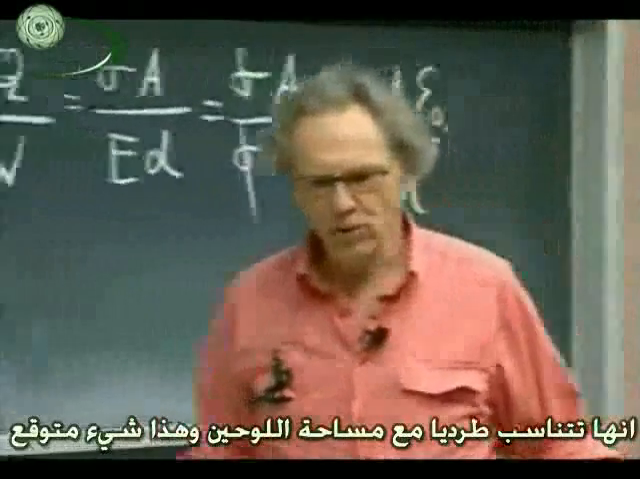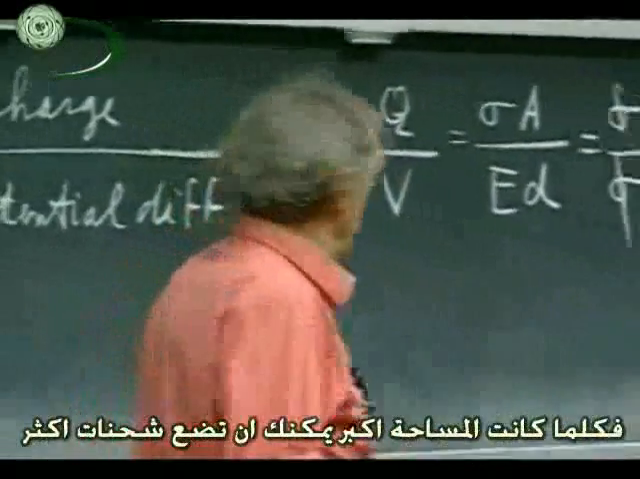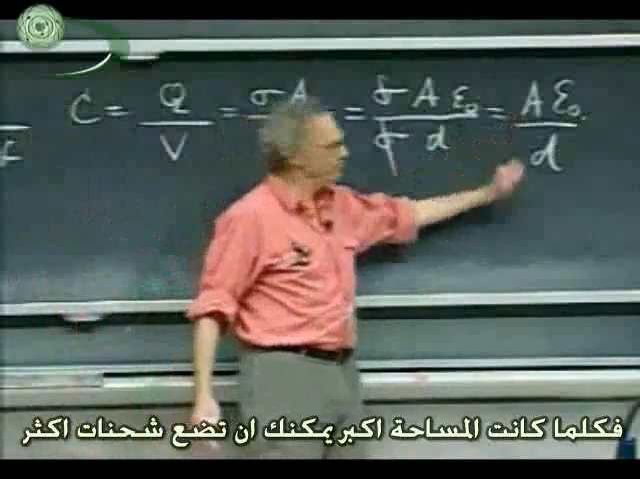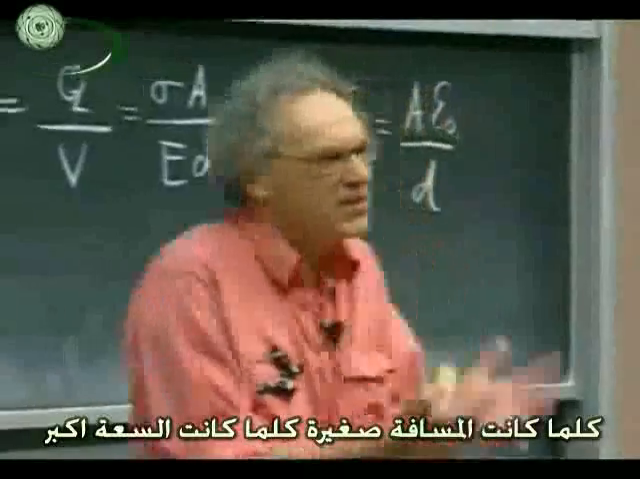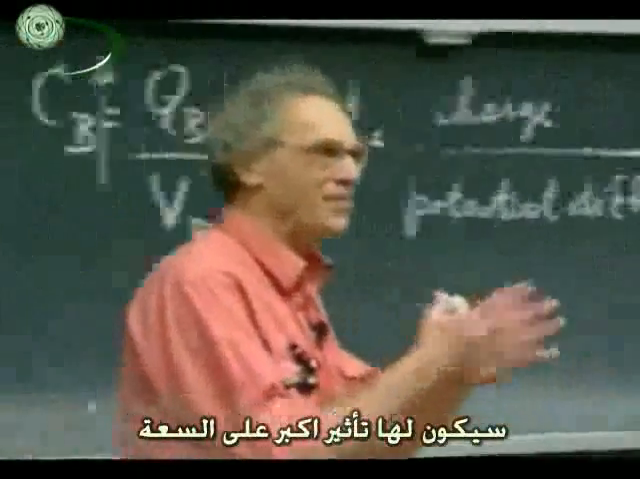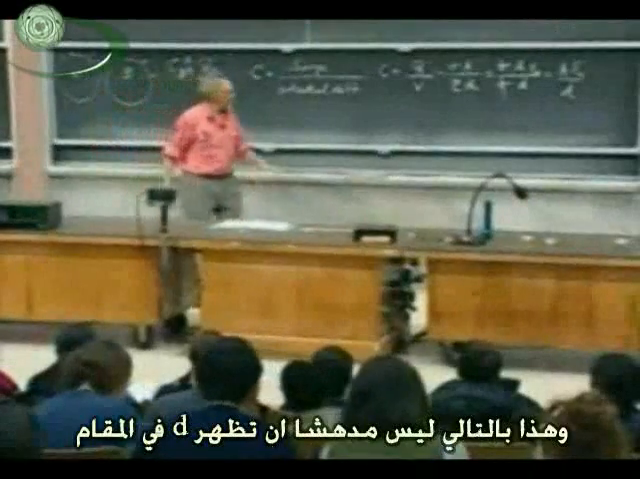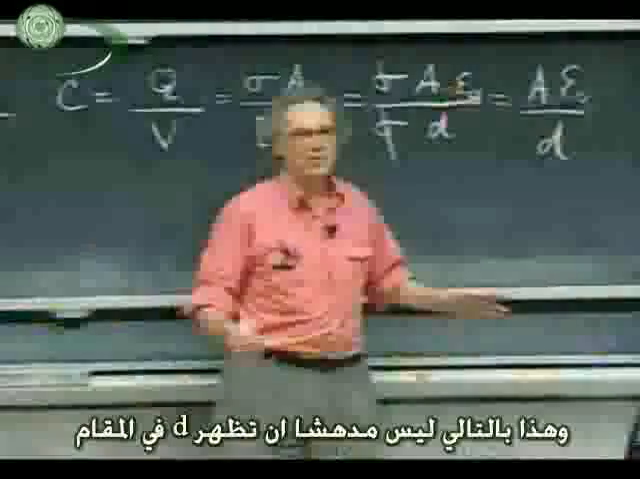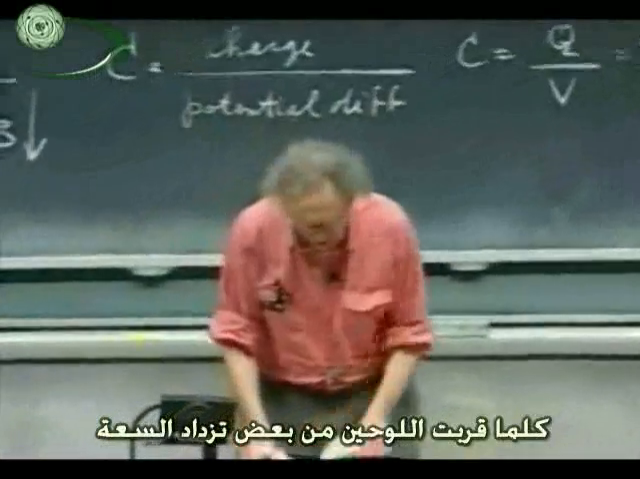It's linearly proportional with the area of the plates. That's intuitively pleasing. The larger the plate, the more charge you can put on there. And it's inversely proportional with the distance between the plates. The smaller you make the distance, the larger is the capacitance. Well, that goes back to this idea, that the closer A is to B, the larger effect that will have on the capacitance. And if you bring them very close together, this potential will go down, and so the capacitance will go up. So it's not too surprising that you see d here downstairs. The closer you bring the plates together, the higher the capacitance will be.